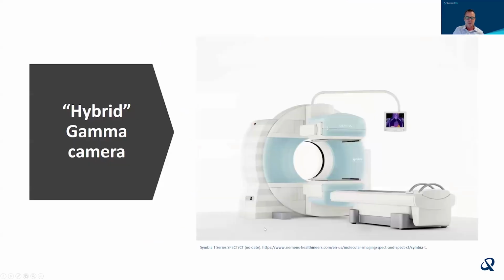So this is a hybrid gamma camera. All our gamma cameras are now hybrids. They have gamma camera detectors at the front with a CT scanner, which is 2 to 16 slice.